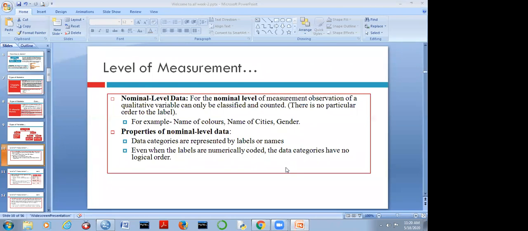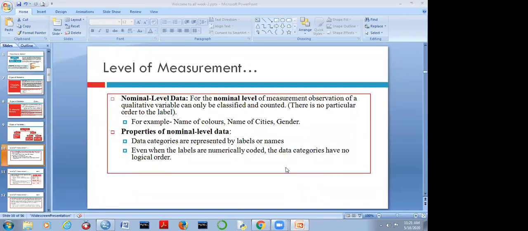Nominal data: for the nominal level of measurement, observation of the qualitative variable can only be classified and counted. Qualitative data should be classified and counted. There is no particular order of the level. Now understand, let me explain it this way: all the qualitative data come under nominal data. For example, I am saying the name of the colors. What will be your answer? You will start naming. Name of the colors is qualitative data, and qualitative data come under nominal level data.